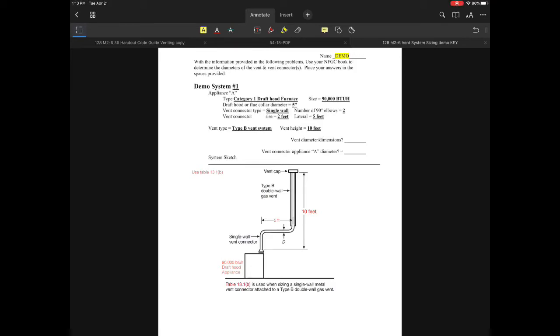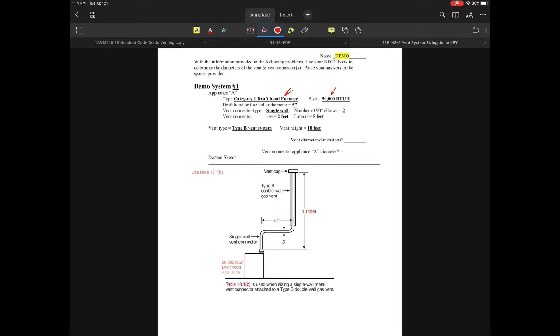All right, guys, let's take a look at the sizing procedure for venting, or determining the correct size of the vent connector as well as the common vent of a draft hood type appliance. The demonstration that I'm going to do with you today is we're going to look at a category one draft hood furnace that is identified right here.